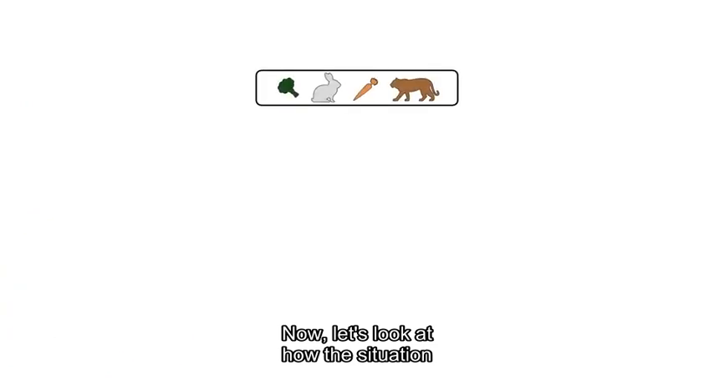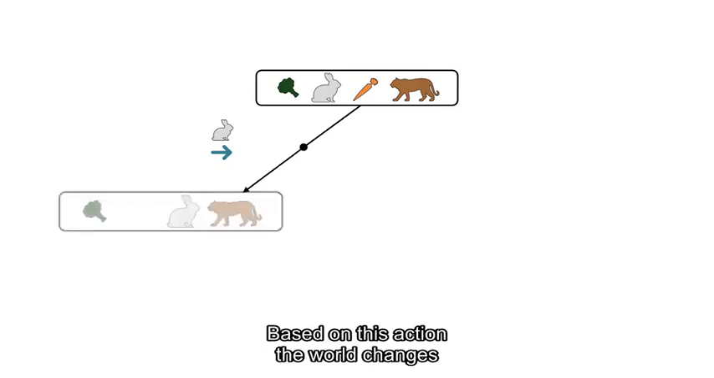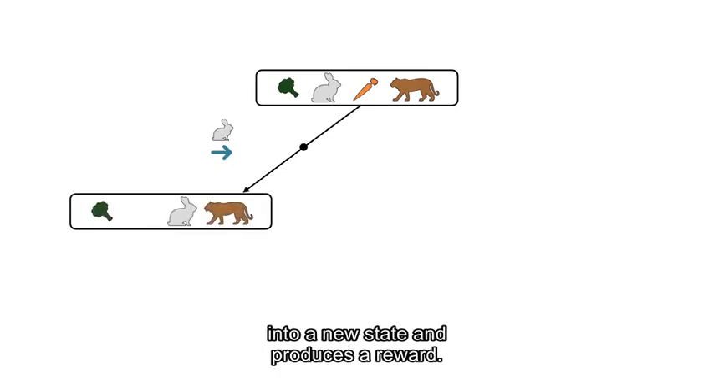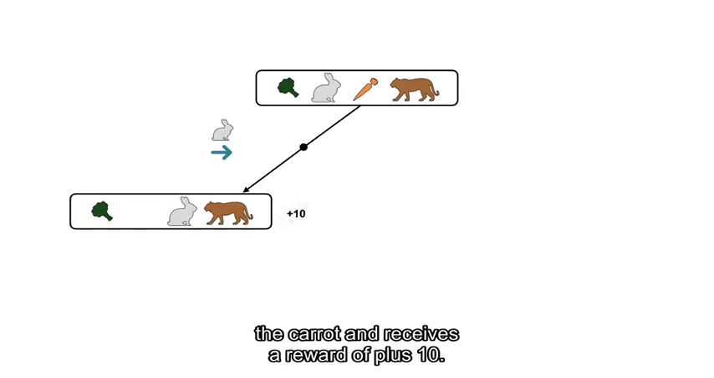Now let's look at how the situation changes as the rabbit takes actions. We will call these situations states. In each state, the rabbit selects an action. For instance, the rabbit can choose to move right. Based on this action, the world changes into a new state and produces a reward. In this case, the rabbit eats the carrot and receives a reward of plus 10.